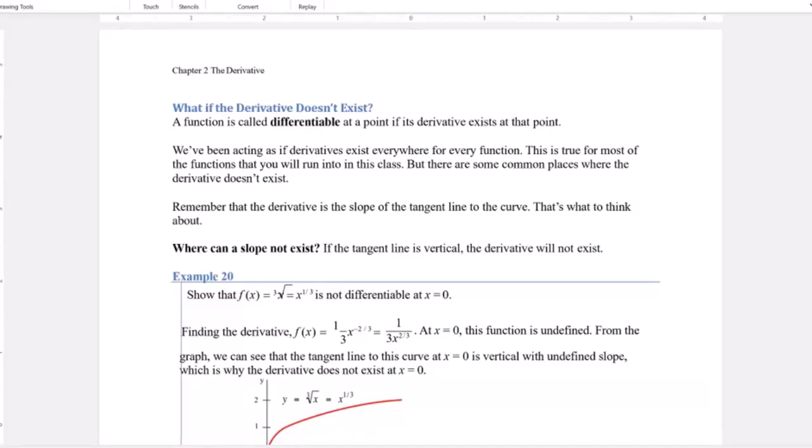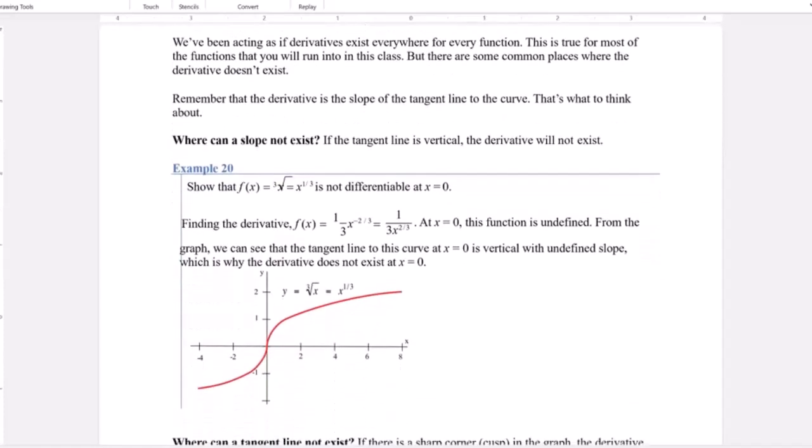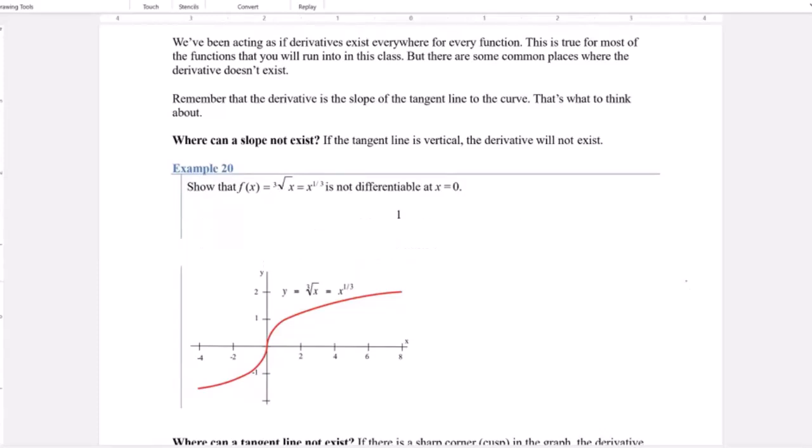Remember that the derivative is the slope of the tangent line to the curve. That's what to think about. So where can a slope not exist? If the tangent line is vertical, the derivative doesn't exist. It says show that f of x, which is equal to the cube root of x, which is equal to x to the 1/3, is not differentiable at x equals 0.